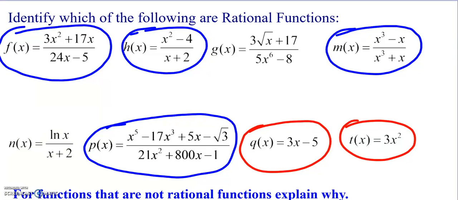So what we want to understand is all polynomials are actually rational functions, because I can think of q of x as 3x minus 5 divided by 1, which meets our definition of the numerator and denominator both being polynomials, and therefore it's a rational function. The same thing with the t of x. I can think of that as 3x squared divided by 1, so the numerator is a polynomial, the denominator is a polynomial. Therefore, all polynomials are also rational functions.